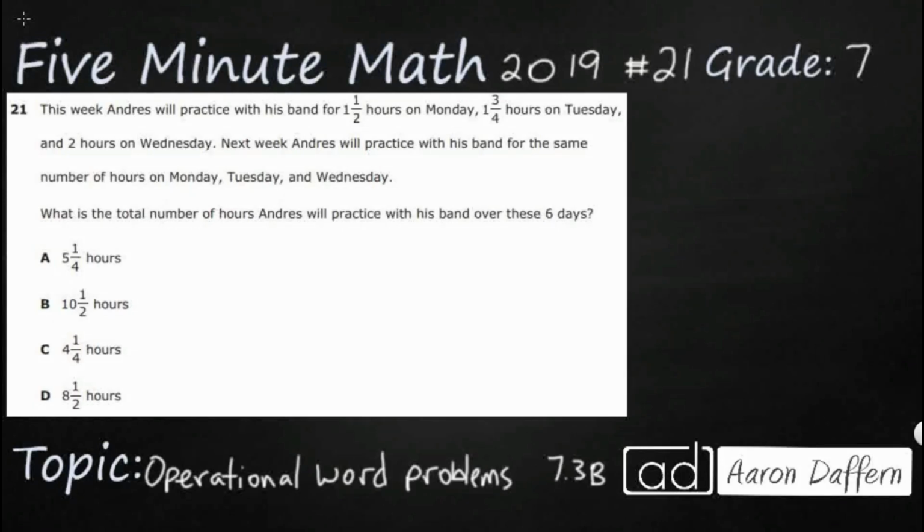Today we are looking at the 7th grade concept of operational word problems. This is standard 7.3b in the great state of Texas, and we are using item number 21 of the 2019 released STAAR test. If you have not done so already, please go ahead and take a moment to pause the video, work this problem out on your own, unpause it, and then we will look at our answers together.